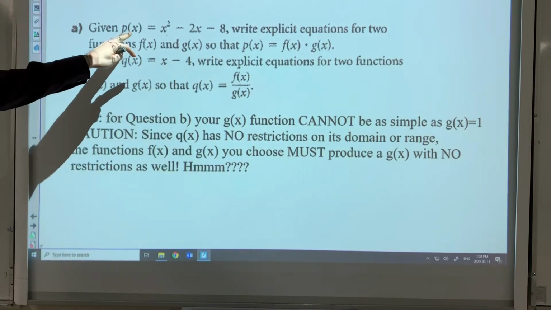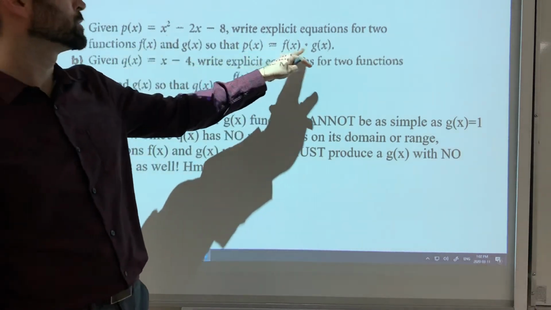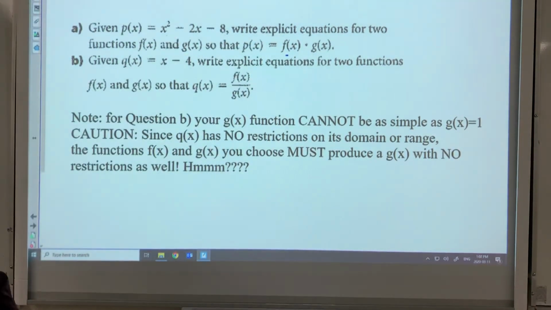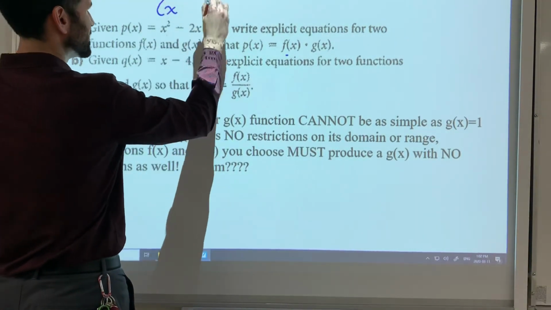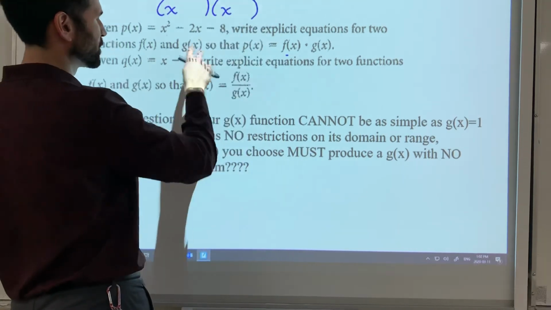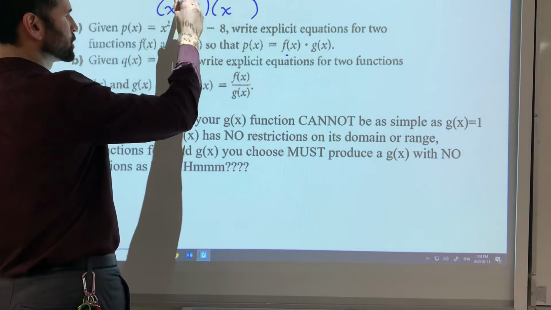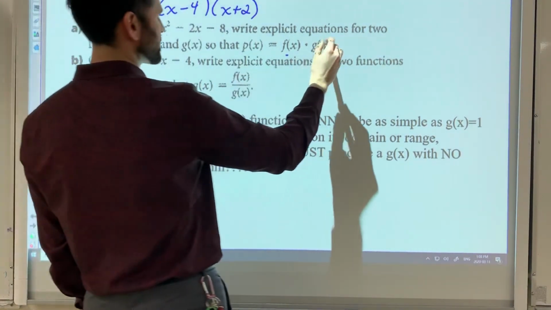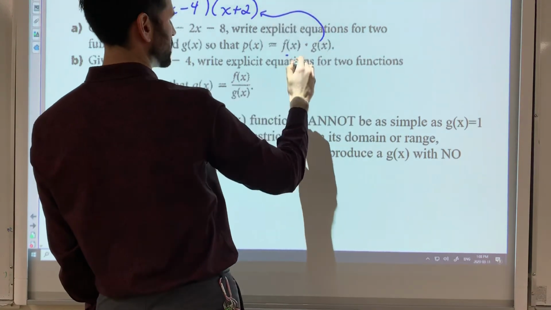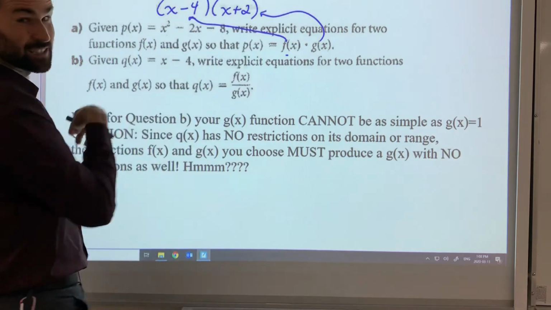So given this one, write explicit equations for 2 functions, f of x and g of x, so that when you multiply them together, you would get that. The only way I could think of doing that one is factoring this. So if you factor this, then you would have 2 functions that could work. So 2 numbers that multiply to negative 8, but add to negative 2 would be negative 4 and positive 2. So if I just said, all right, g of x is x plus 2, and f of x is x minus 4, when I multiply them together, you get that.